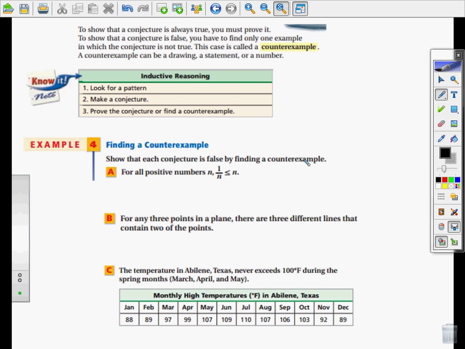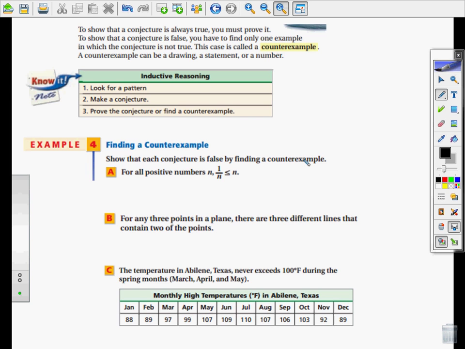So for inductive reasoning, we look for the pattern, we make a conjecture, which we practiced in the previous examples, and then we prove the conjecture or find the counterexample. Find just one. You don't need to do numerous ones, just find one and you've got it, okay? So in example 4, we're going to practice finding counterexamples. All of these are going to have counterexamples. I'll go ahead and tell you, so be prepared mentally and open your mind to all possibilities.